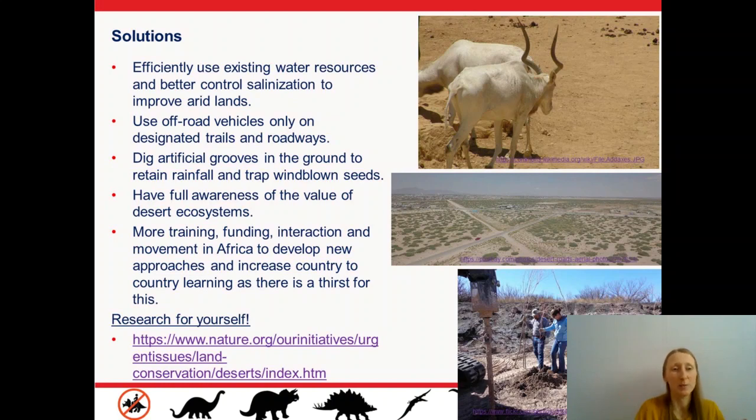Artificial grooves are starting to be dug, so we can retain rainfall and trap all the wind-blown seeds. You can get almost natural farming, because in the natural process wind moves seeds around, but if you dig grooves, the seed gets stuck in the grooves and then your plants can grow quite nicely. It's also about education, so there's lots of education going on around the Sahara Desert for the local populations, to help them fully understand what's going on.